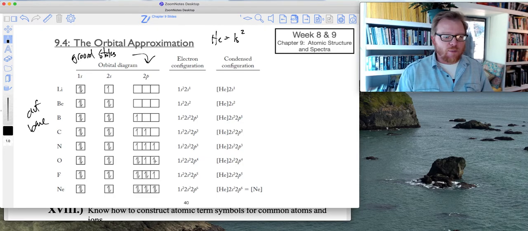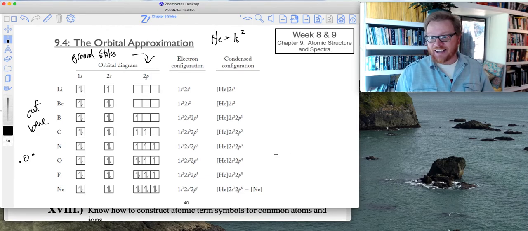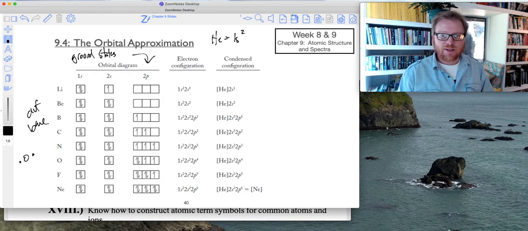And I always like to remind people, even you seniors, oxygen is a di-radical. Two unpaired electrons. That's why oxygen is extremely reactive. Fluorine only has one open electron, and then of course neon is a full closed shell. So don't forget about how to do your electron configuration.